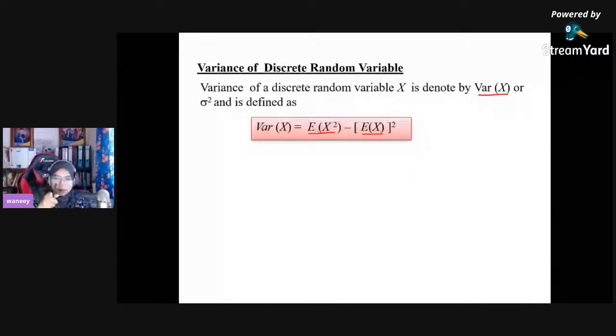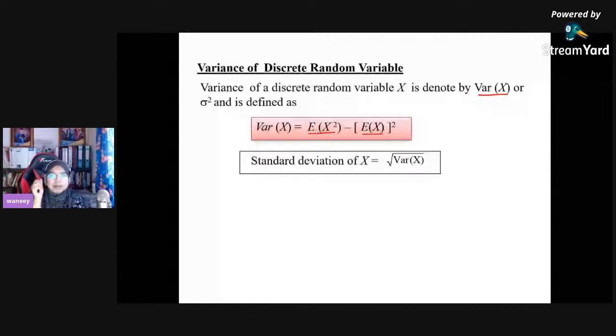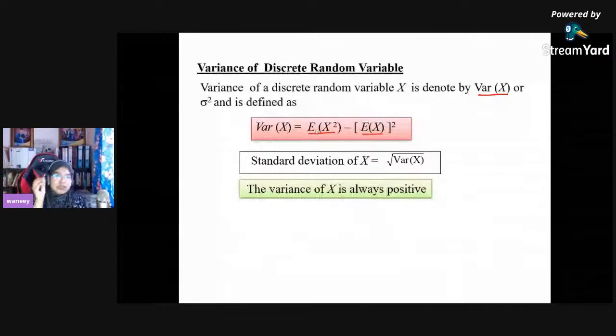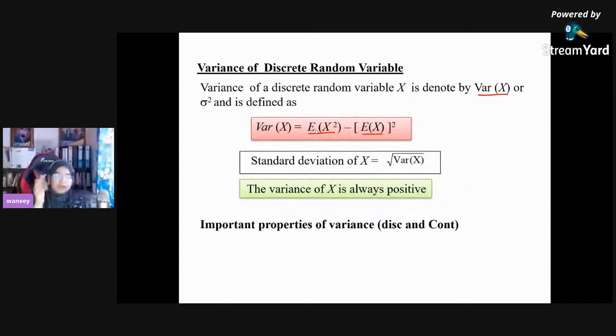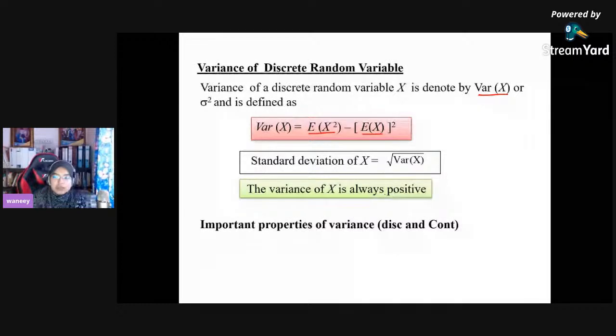And then once you have the expectation of x and expectation of x square, you can easily substitute into this formula. So now the standard deviation, of course, is similar to data. So standard deviation of x is simply the square root of variance of x. So the value is always positive because we are talking about their spreadness. The spreadness is positive. So there are some important properties of variance. Again, we have 3 properties of variance. This is true for both discrete and continuous.